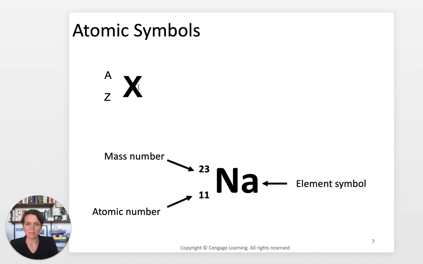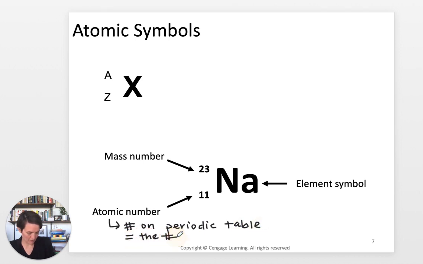So an atomic symbol, X here is just representing what the element symbol is. So our example here would be our sodium. Z is that atomic number. So remember, we've already talked about atomic number. This is going to be the number on your periodic table. And it equals the number of protons.